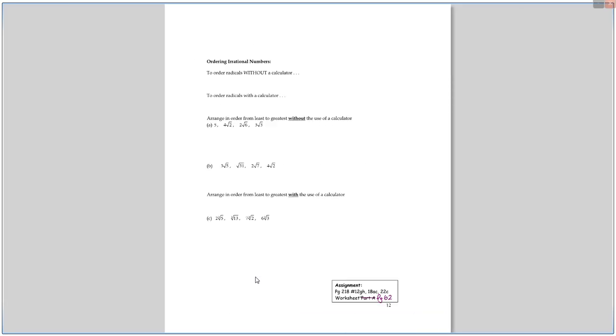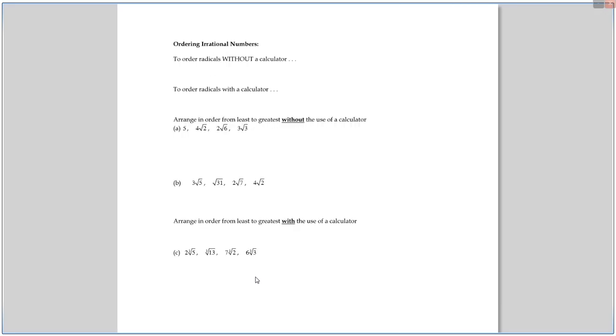Okay, we did this. What is this? Ordering irrational numbers? What's wrong with these notes? Oh my gosh. We're going to do 2 lessons in one day today.